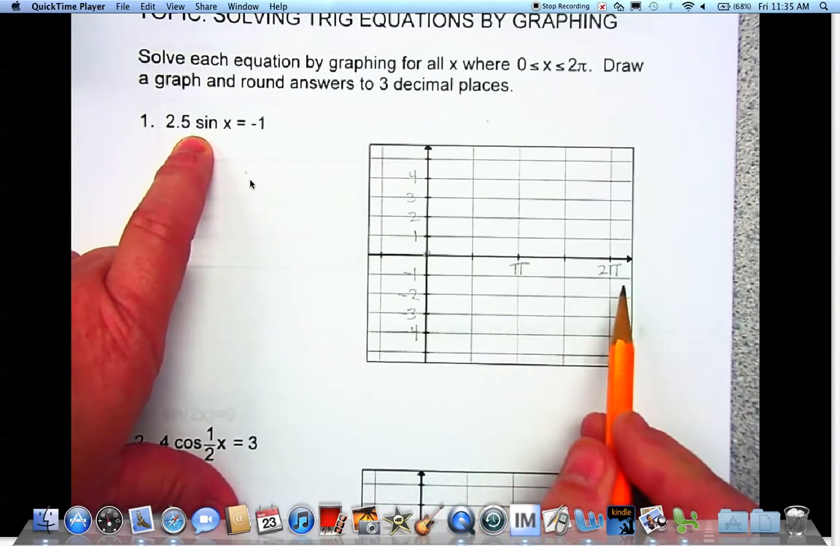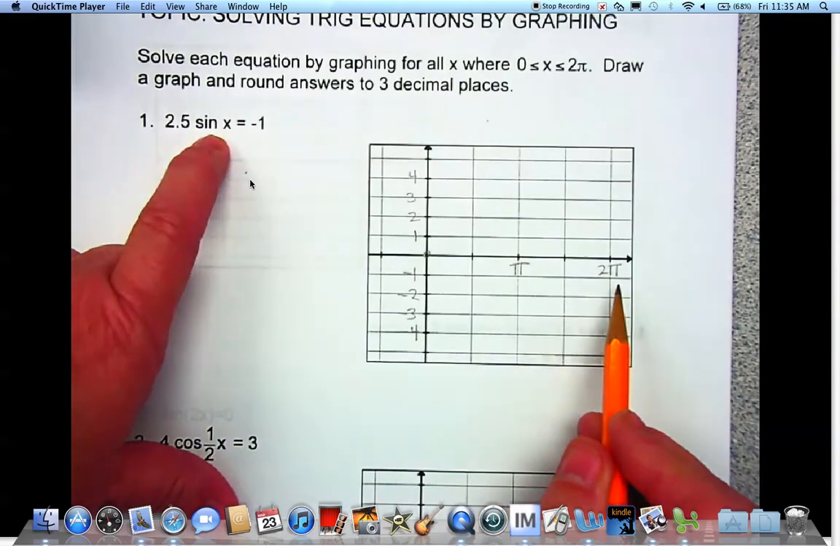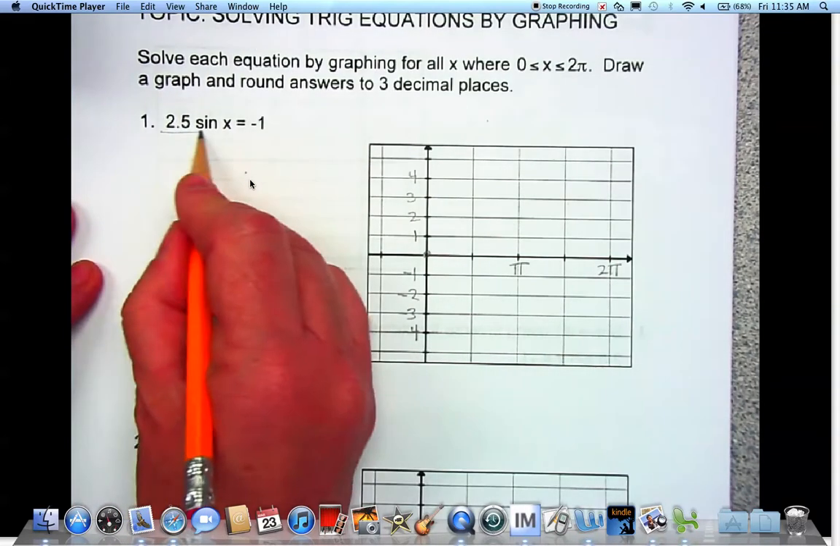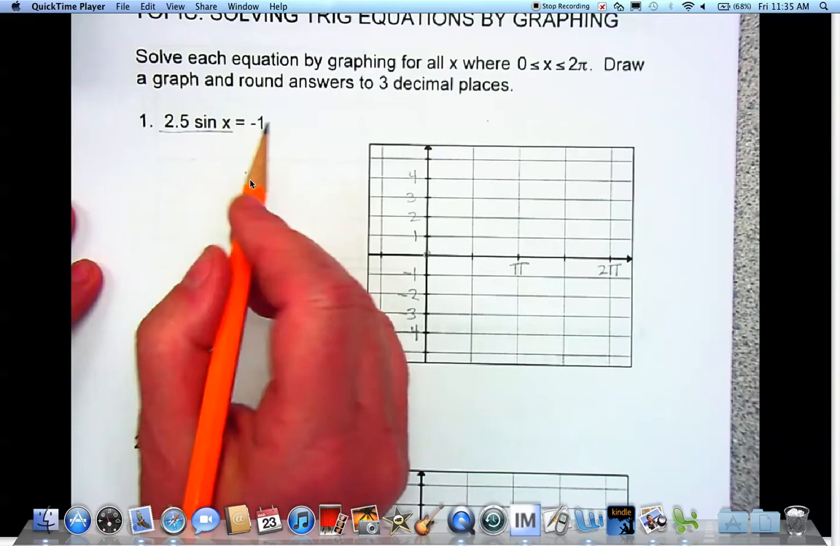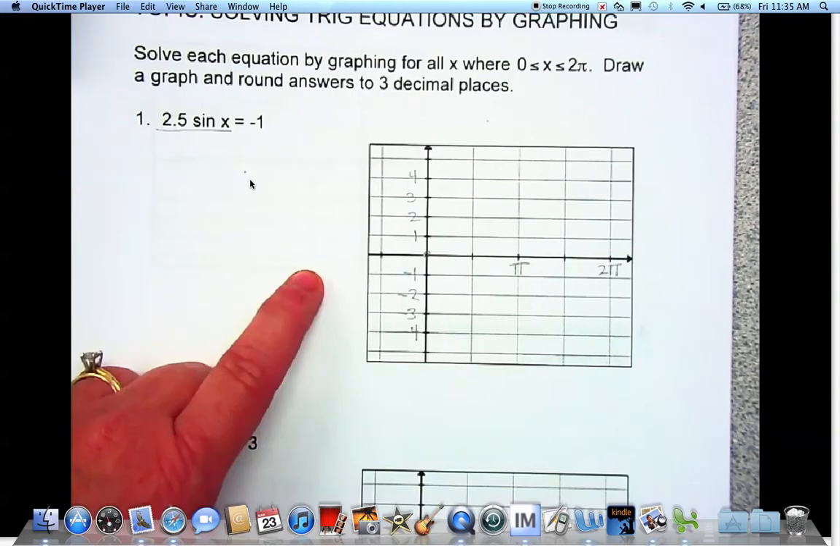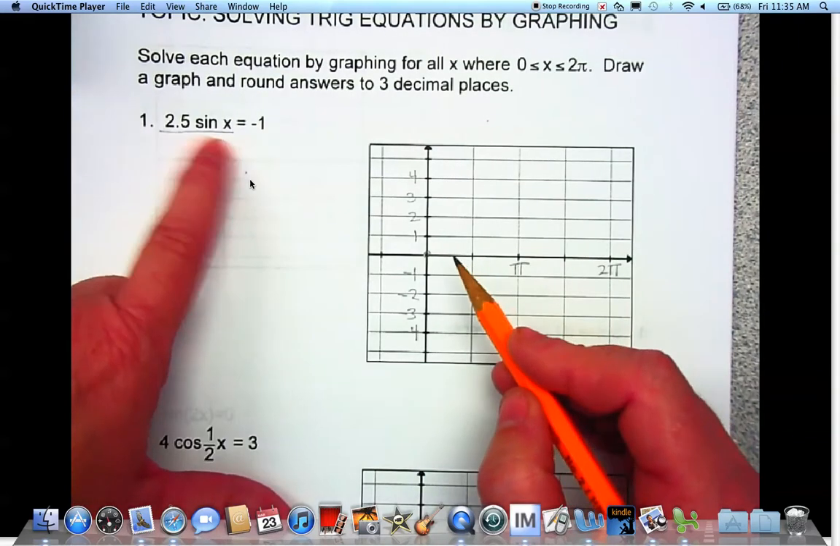Okay. What about that -1? What's that going to do? Well, we're going to do that in a minute. This is what we're going to do. We're going to have one graph of 2.5 sine x, and then we're going to have another graph of y equals -1. We're going to see where they intersect. So let's graph this sine x first, though.